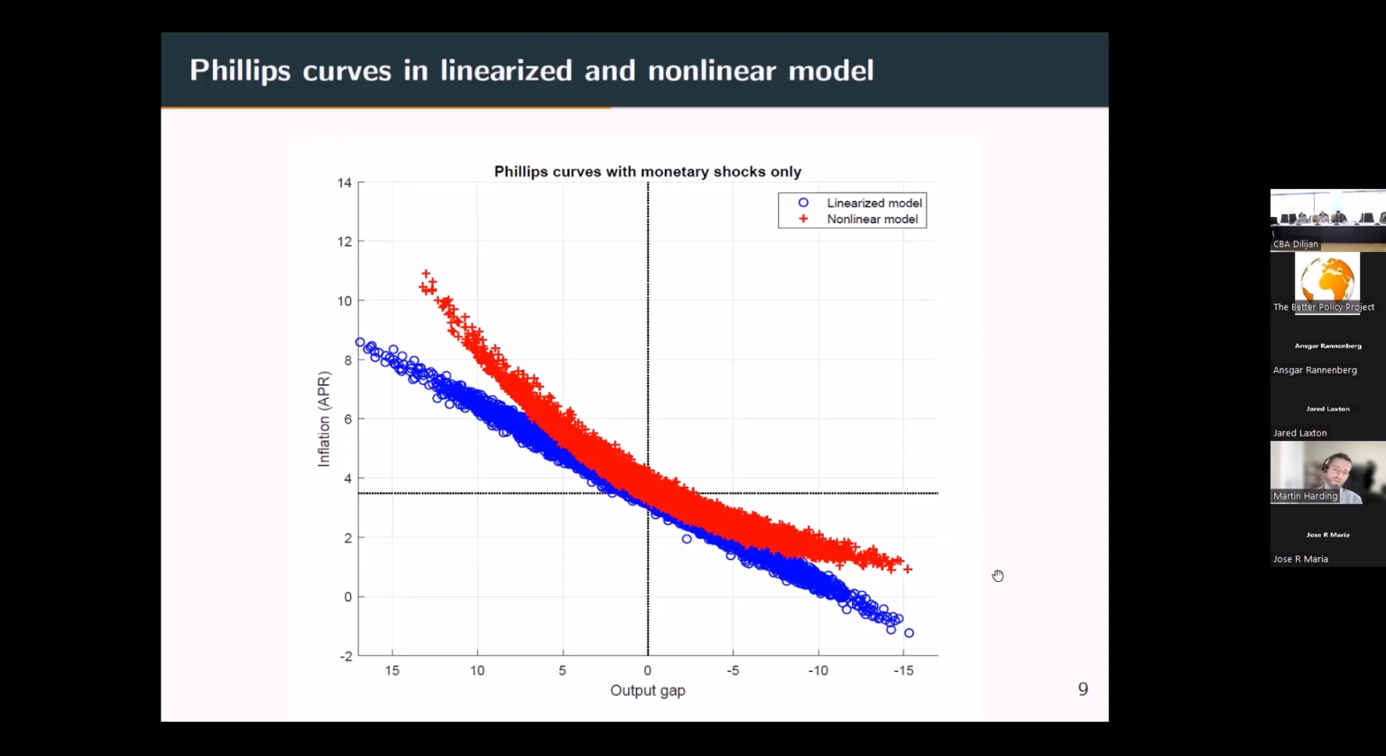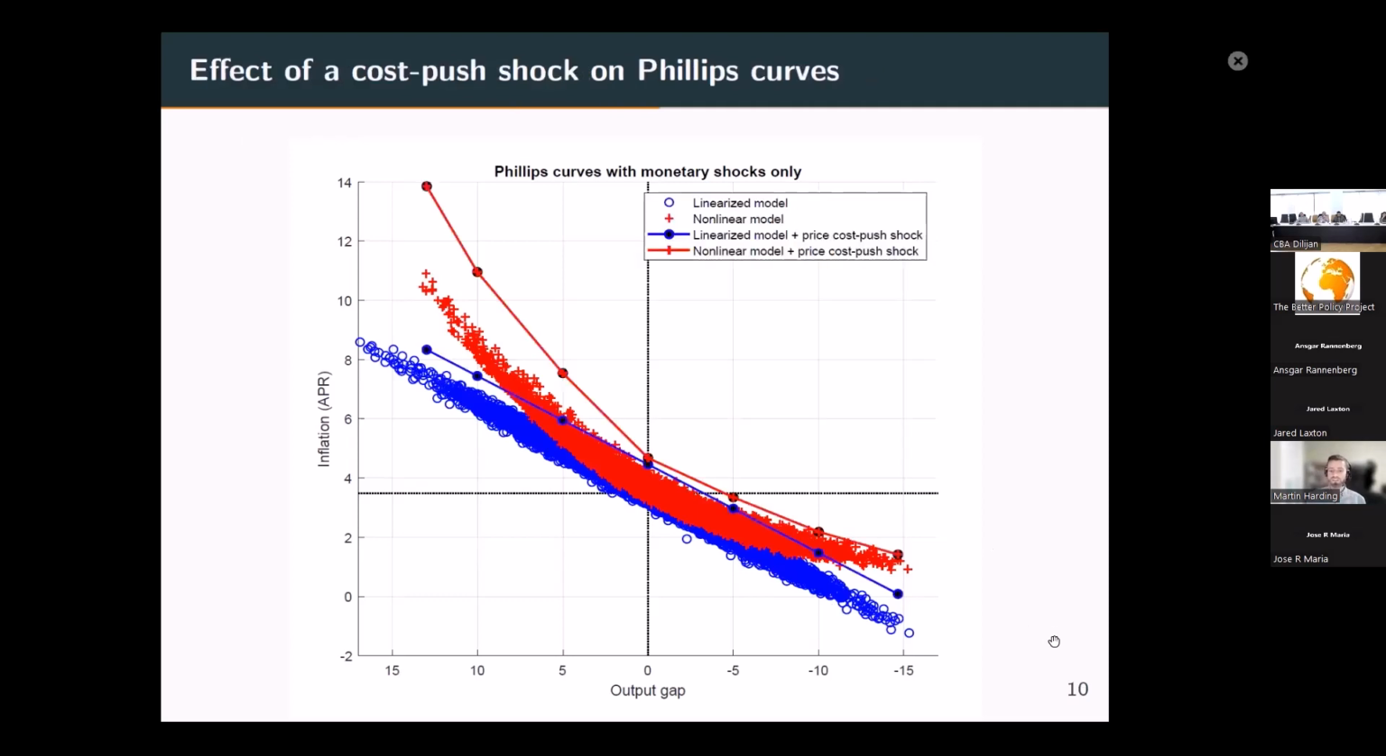Okay, so I'm going to now show you what happens if I feed a cost push shock to each of these curves around these different states that I'm showing you in this chart. So I'm going to feed a shock when the output gap is very negative, when it's around the steady state, and when it becomes very positive. And I'm going to compare how these curves shift outward in response to that shock. Okay. So this is what comes out.